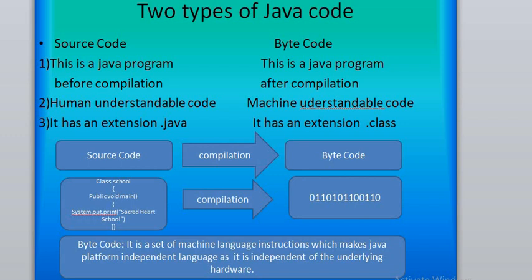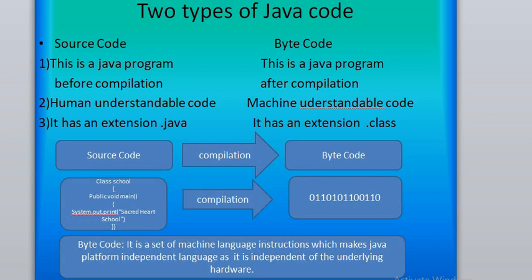The definition of source code says that this is a Java program before the compilation. And the definition of bytecode is this is a Java program after a compilation. So any Java program before a compilation is known as a source code, and the same Java program after a compilation is known as a bytecode. Again I am repeating this line.